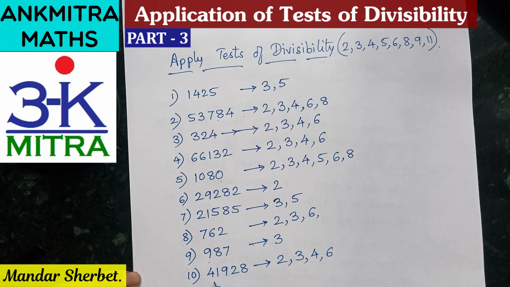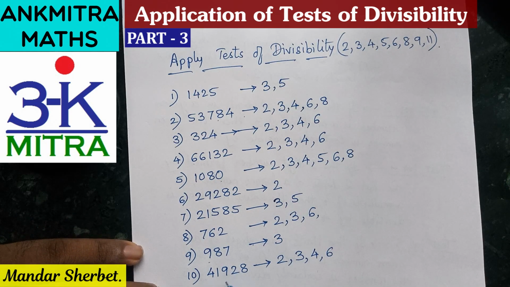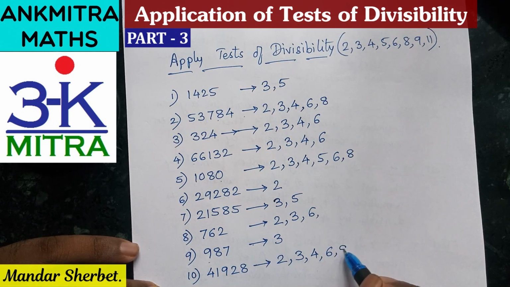And the last one, 41,928, the 3-digit number formed is 928 here. So again, let's start with 800. 800, as we know, is a multiple of 8. So after 800, let's add 120 to it. 120 is a multiple of 8. So 800 plus 120 is 920. And the next multiple of 8 after 920 will be 928. So 928 being a multiple of 8, the entire number will be divisible by 8.